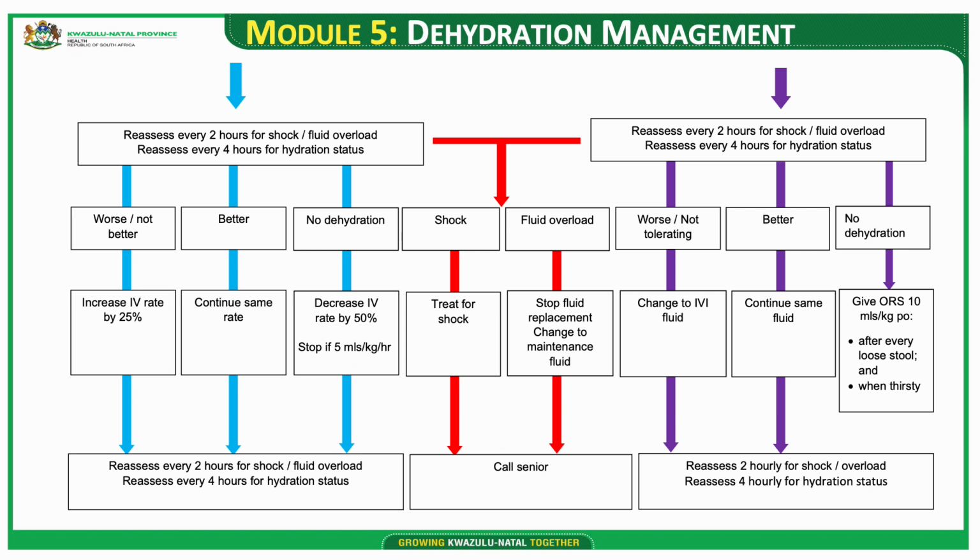If we found that they were better, but they still were dehydrated, then we would continue with the same rate of fluid. If they now had no dehydration, then we would decrease the intravenous rate by 50%. And if they were coping on this and we were down to 5 ml per kg per hour, then we could stop the IV fluid. Again, in all these patients, we need to reassess them every 2 hours for shock or fluid overload and reassess them every 4 hours for their hydration status.